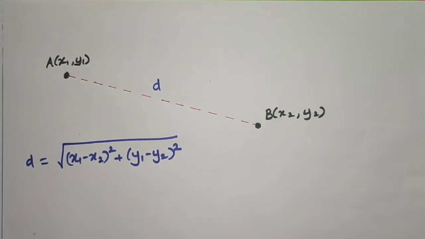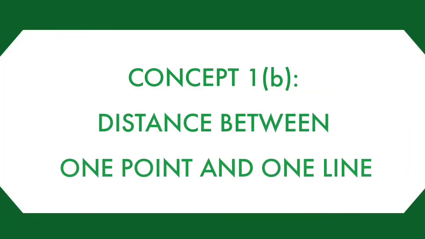Anyway, moving further, whenever we need to find the distance between 2 points, we'll always use the formula root of (x1 minus x2) the whole square plus (y1 minus y2) the whole square. We also call this formula the distance formula. Now let us move forward to the next concept, distance between a point and a line.